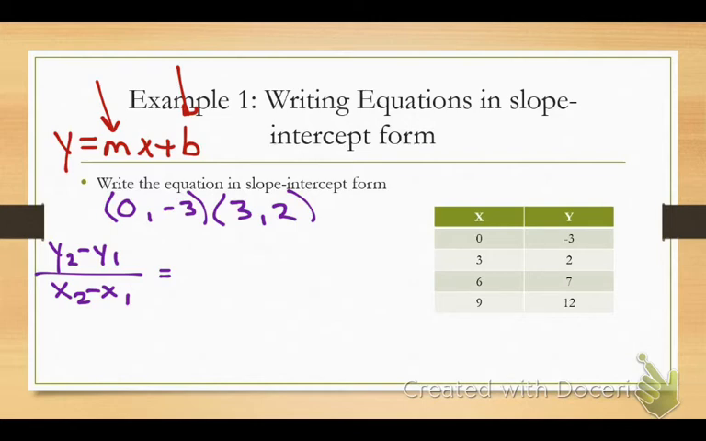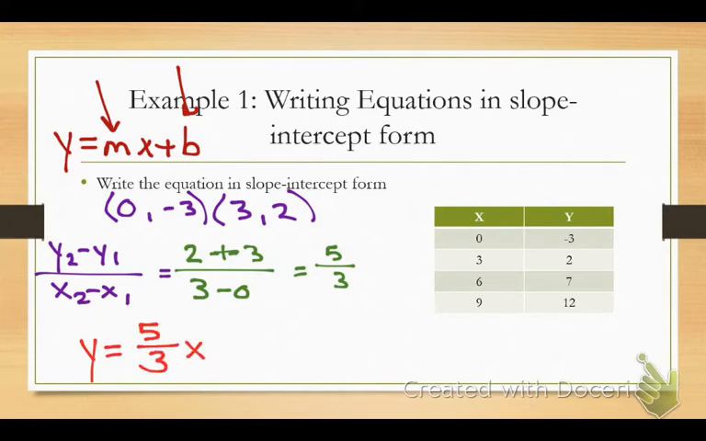What's my y2 value? 2. What's y1? -3. So do you agree that's going to be a double negative? Over 3 minus 0. So what's 2 minus -3? 5. Positive 5 over 3. Now let's start writing our formula. Y equals, what's m? 5/3 x. But now I need my b value.